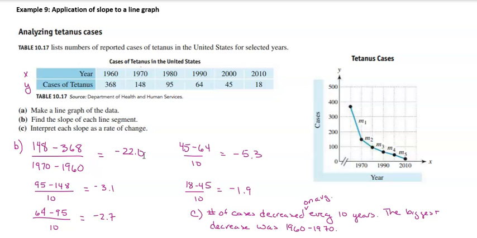Okay, so what all of this means is the decrease from 1960 to 1970 was negative 22, and the others were found to be fairly similar decreases. So to answer C, the number of cases decreased on average every 10 years. The biggest decrease was 1960 to 1970.